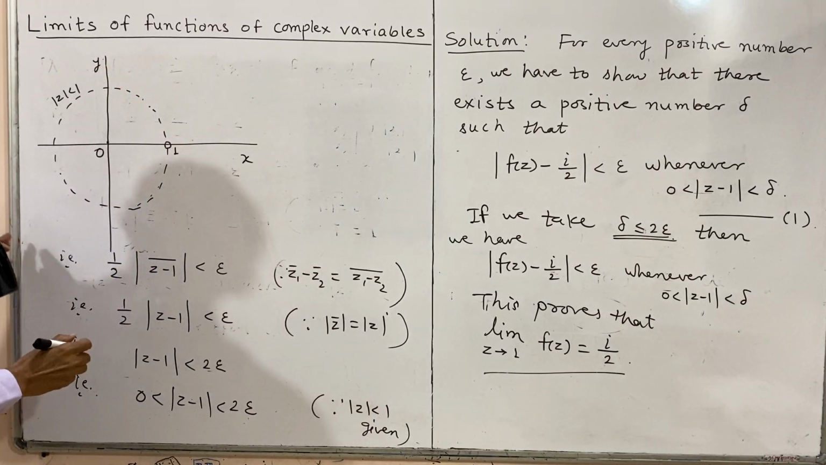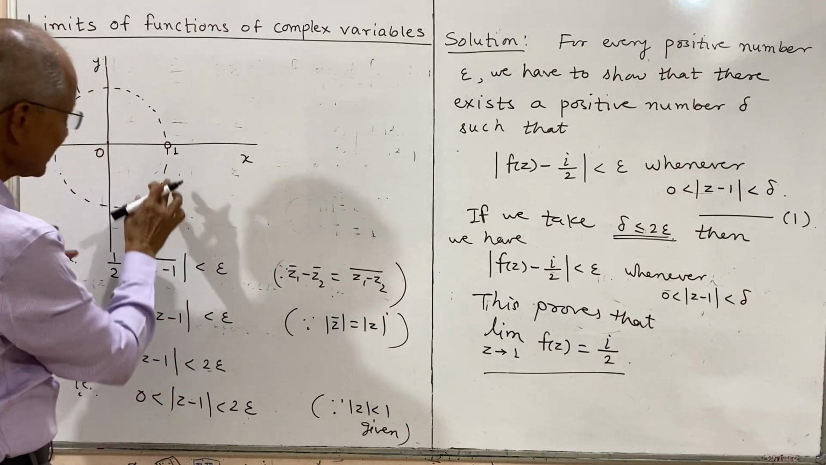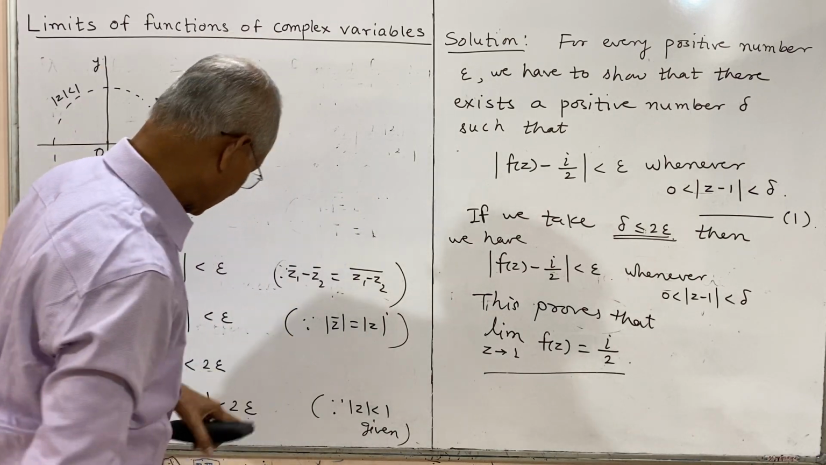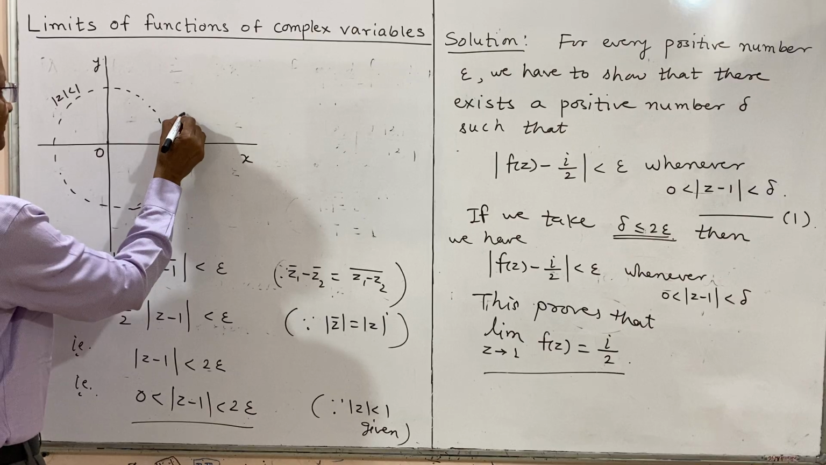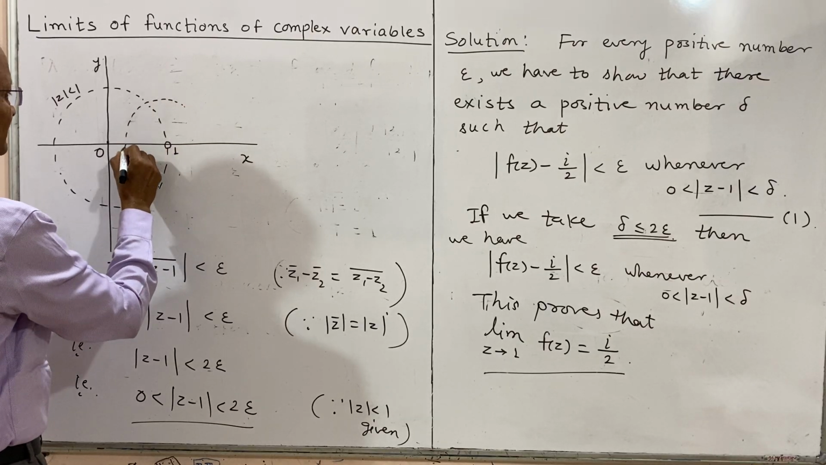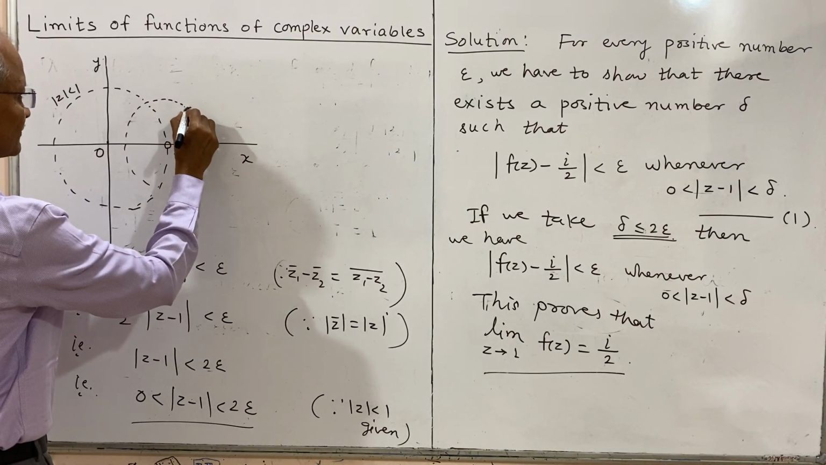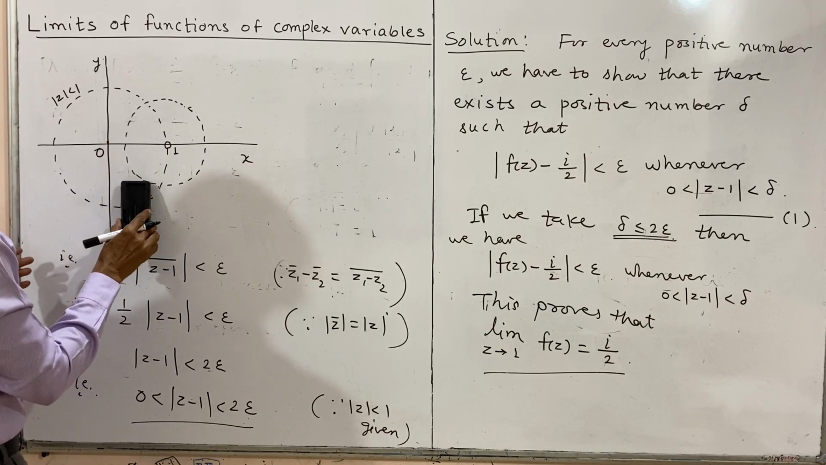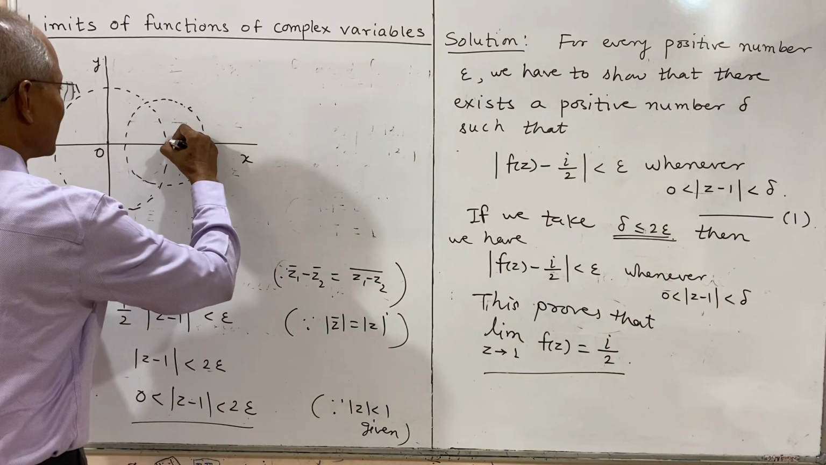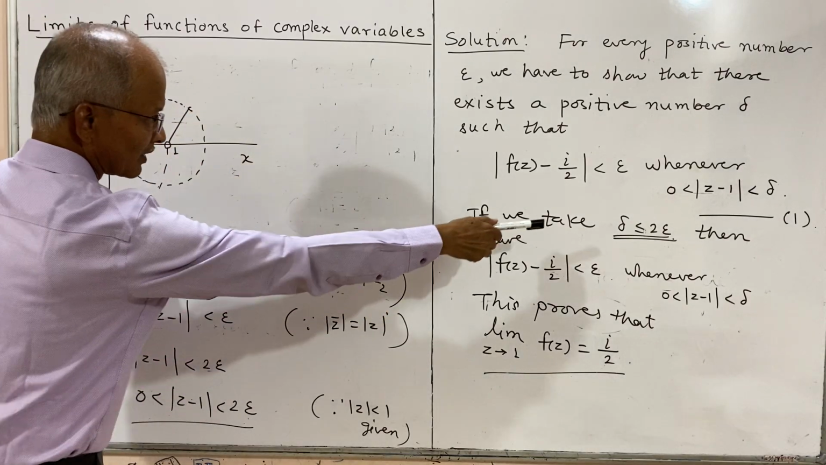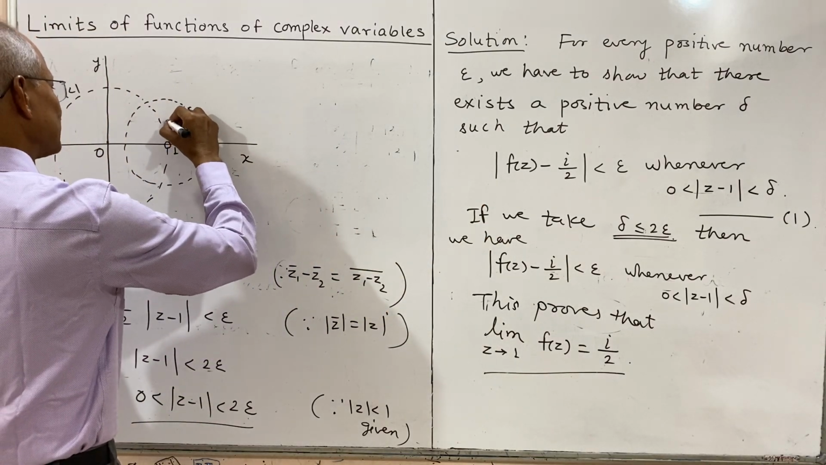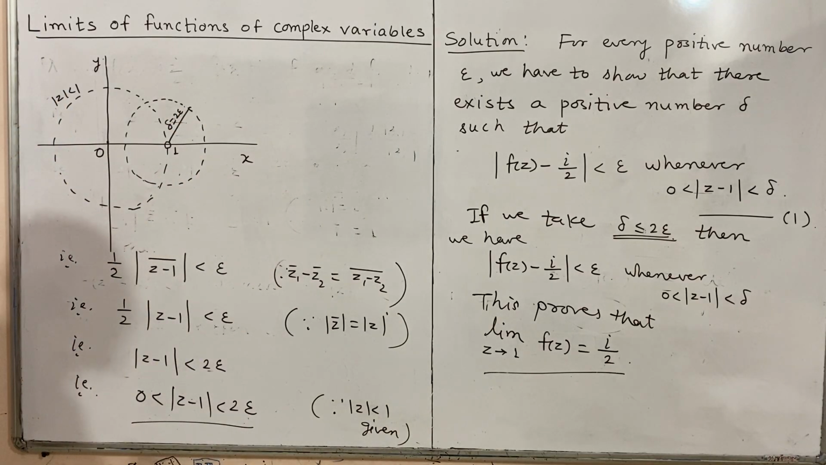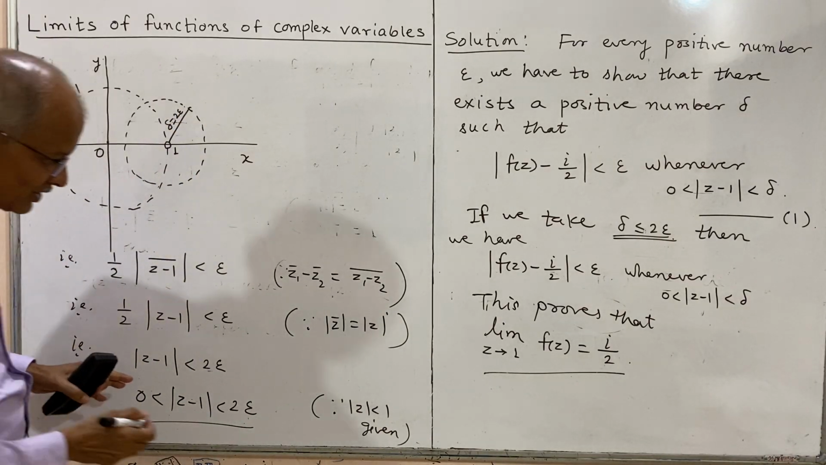And what about the delta neighborhood of 1? This 1, delta neighborhood of 1, yes, and that can be shown like this. Delta neighborhood of 1, and what is delta? Delta is 2 epsilon. We can take delta equal to 2 epsilon, but z must satisfy these conditions.